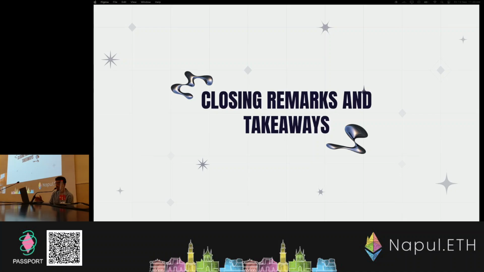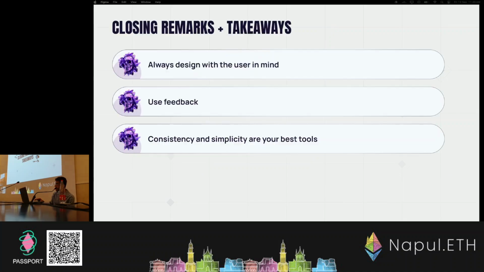And some closing remarks and some takeaways from all this. So we've covered a lot today. It was almost 40 minutes now. First, always design with the user in mind. Keep yourself in the user's shoes. Empathy is the key. Make sure your interface is intuitive, simple, and accessible. Ask if it is something that someone with very little experience can use.